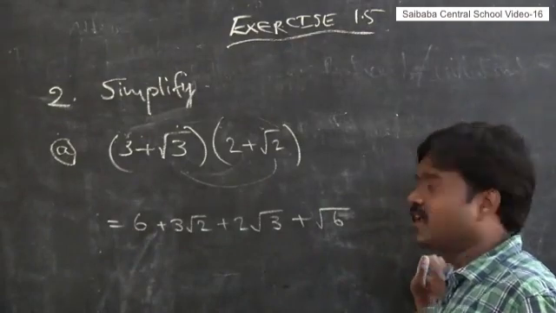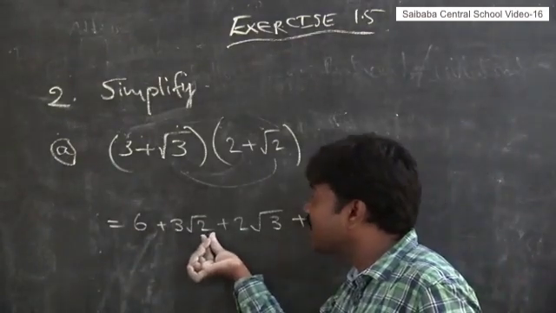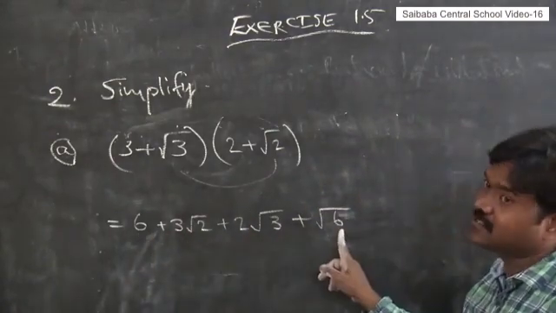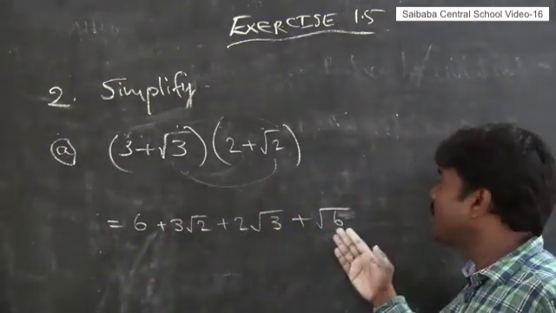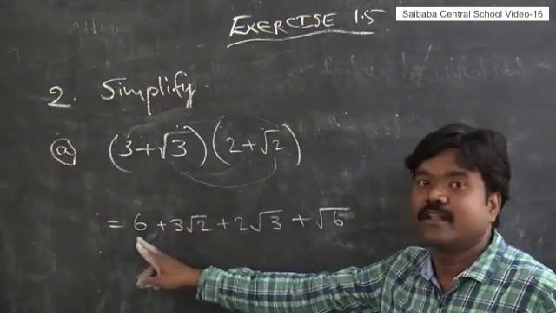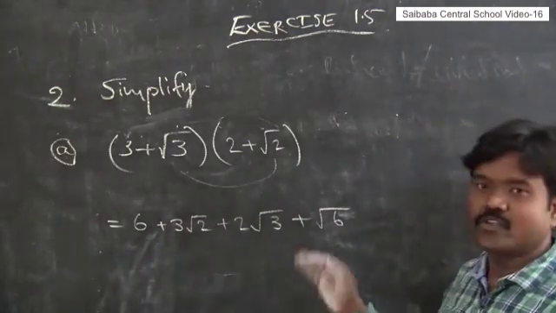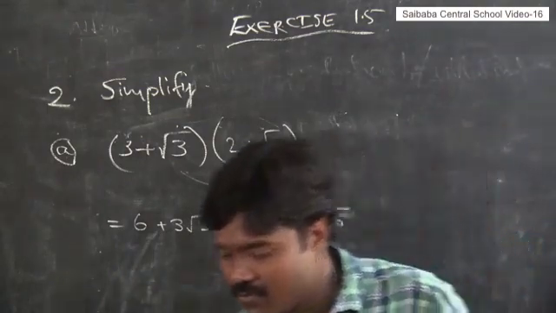This is the only answer. If any like irrational parts are there, we can add. Here this is 6, in the other case this is also 6, so 6 we can add. This is different, this is different. Rational, irrational. We leave it like this. That's it. Okay, please copy. Next, one more question.